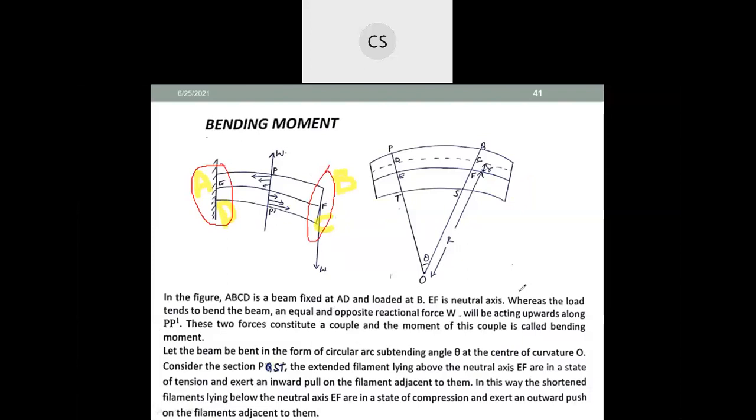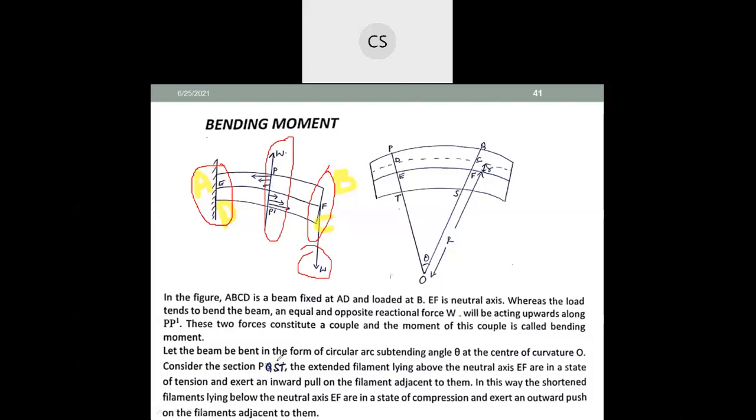Now, let us say W is the force acting. W you can say is mass into gravitational acceleration, the weight acting. Whenever the beam is subjected to force, it will always have a restoring force in the opposite direction, a reactional force acting upward. Let us say P dash, the representation in the middle.